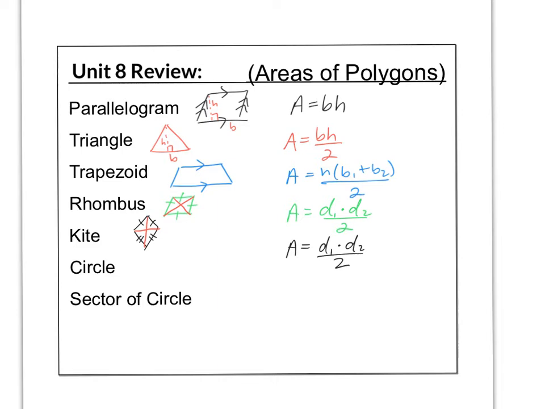Next we have a circle, and remember for a circle you're just going to take pi r squared, and this is your r. Radius goes halfway across the circle. And then finally for the last one, if you have a sector of a circle, that's like a piece of the circle, like a piece of pie. And so for that one, the area is x over 360 pi r squared, and remember x is your degree, your angle.